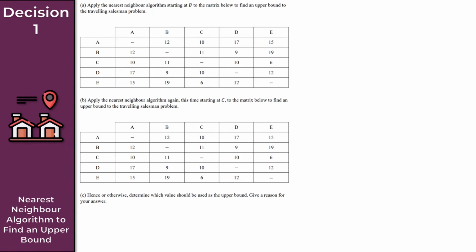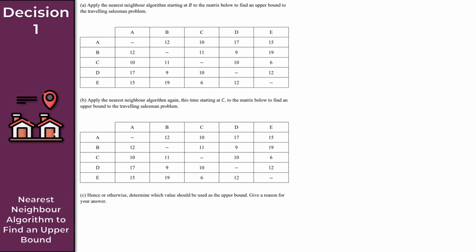Let's get started with this practice question. As we can see, the question is split into three parts, A, B, and C. Parts A and B are concerned with applying the nearest neighbor algorithm, starting at different vertices. For part A we start at B, and for part B we start at C. Then part C says, hence determine which value should be used as the upper bound. So quite a typical exam style question.